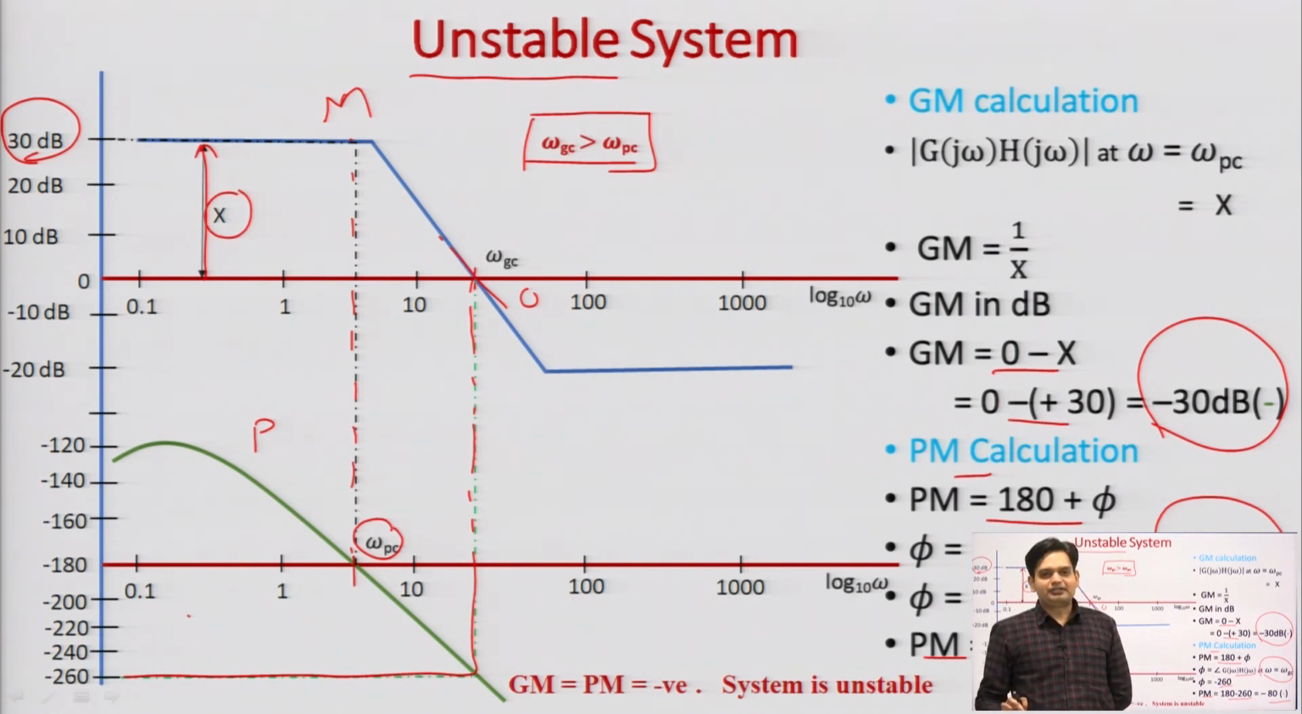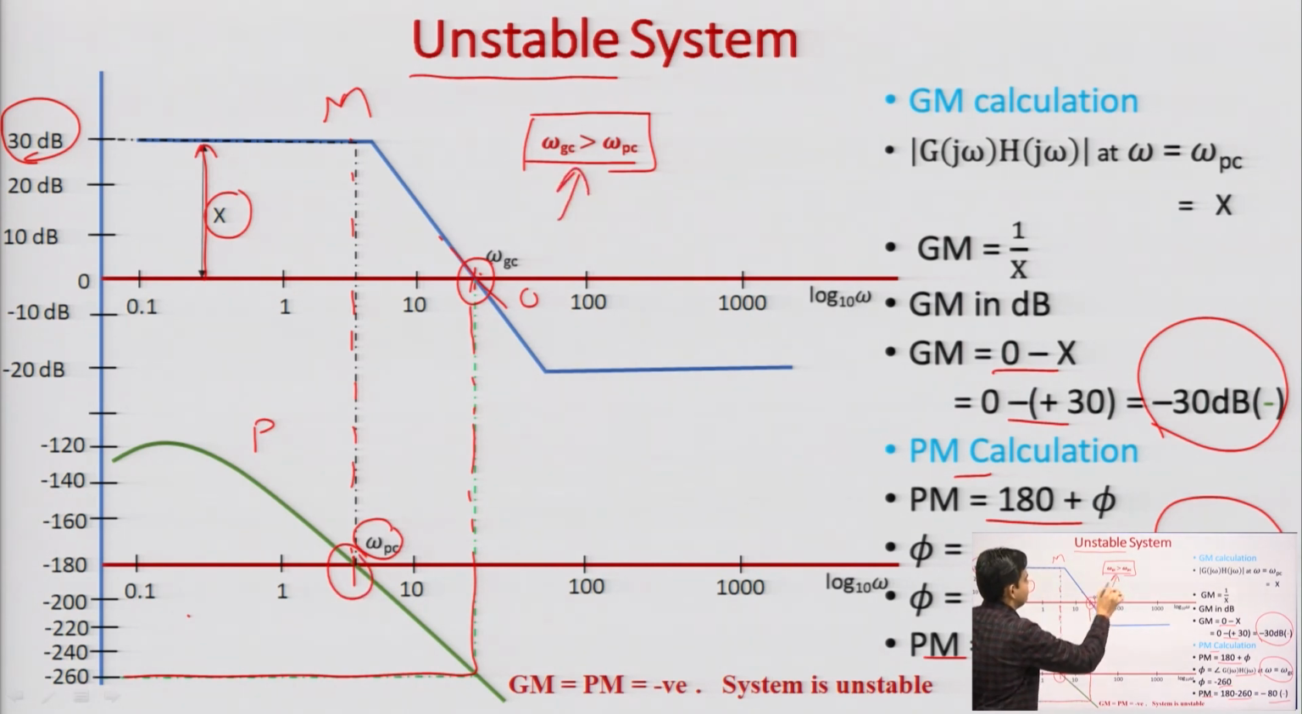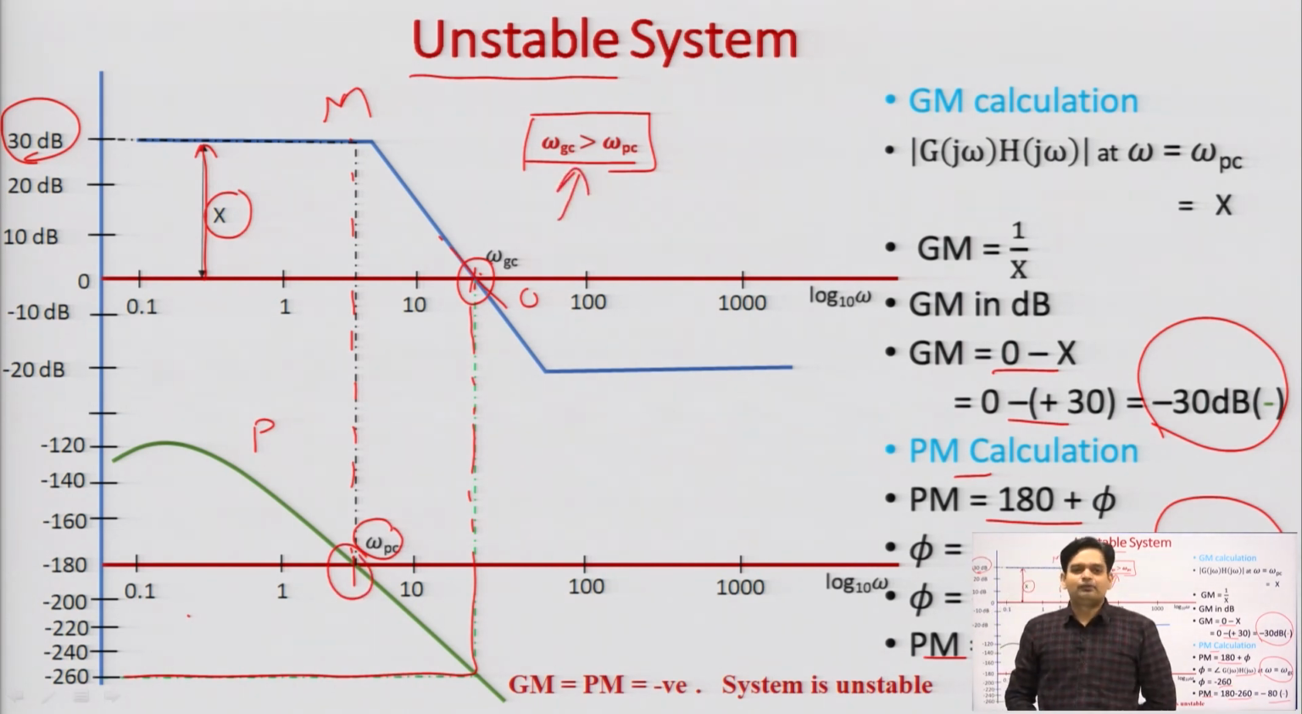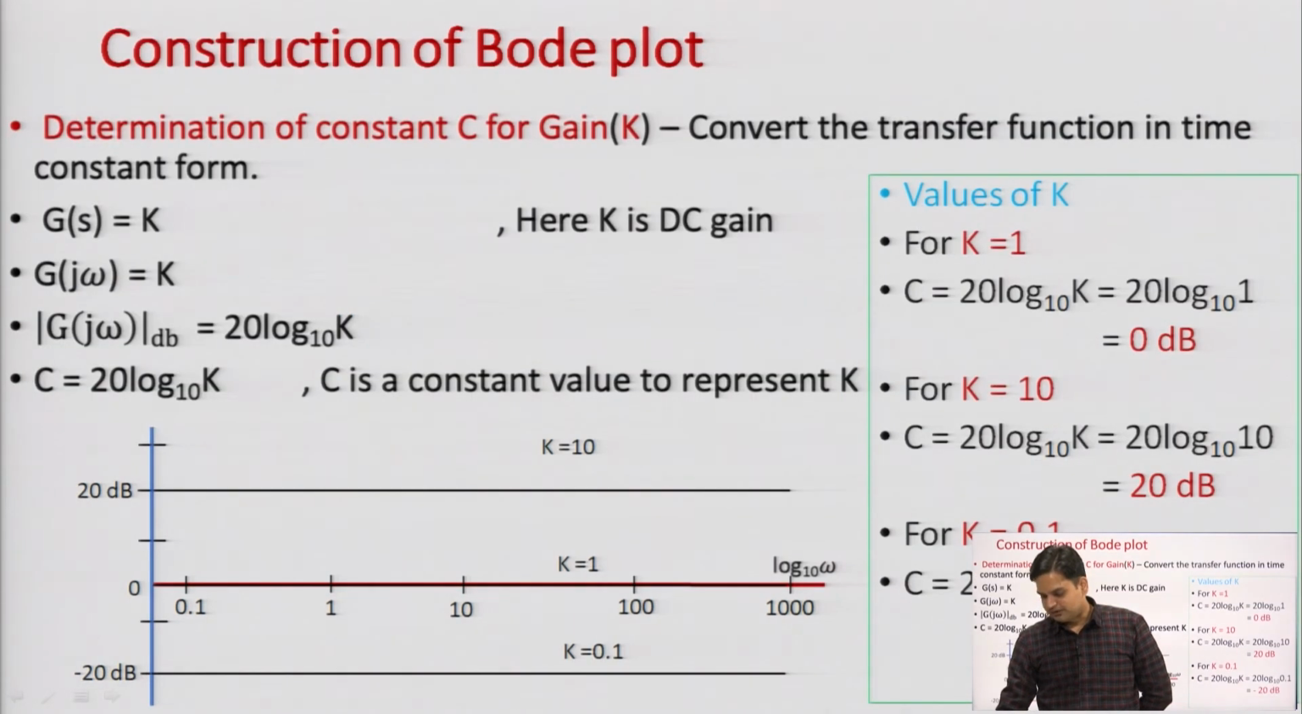It means my system is unstable, and you can see this condition here: omega g c is coming here, omega p c is coming here. So, it satisfies this condition, and this is the condition of instability. Okay. So, here with the help of the Bode plot, we can see this stability condition.